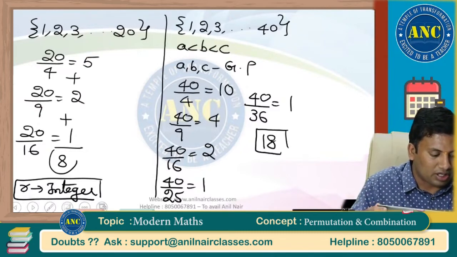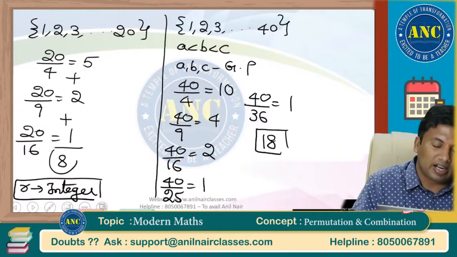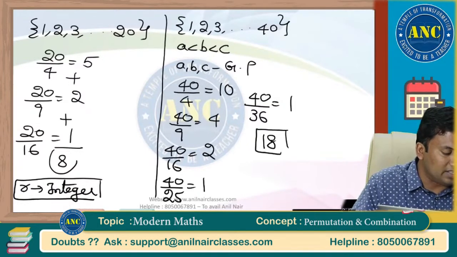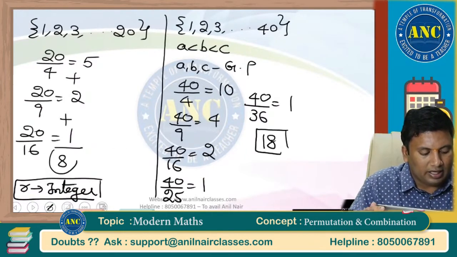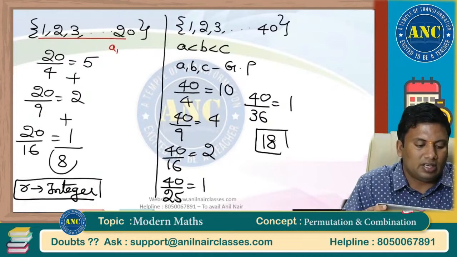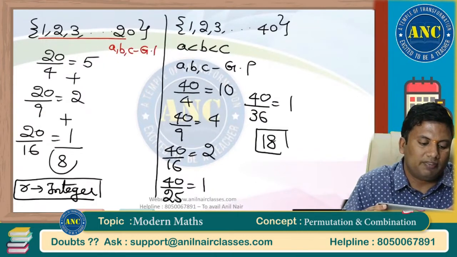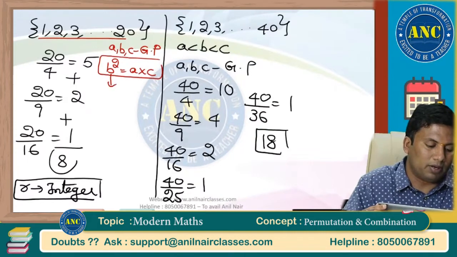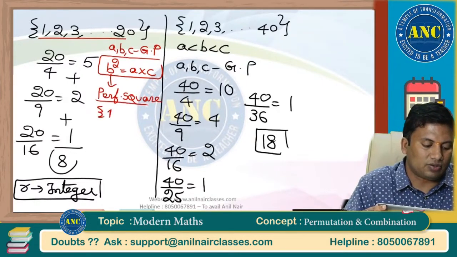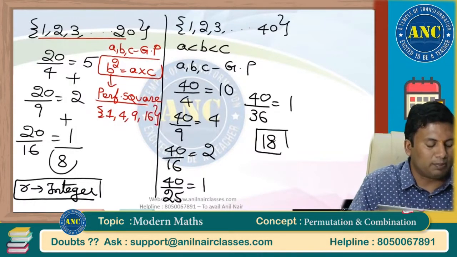So even if the question is where r is a rational number, that also we can solve easily. Right? Pranav, again I am repeating it. 1 to 20, A, B, C are in geometric progression. If A, B, C are in geometric progression, B square is equivalent to A into C. The entire root cause of the problem is B square is a perfect square. What are all the perfect squares till 20? 1, 4, 9 and 16. These are the perfect squares.